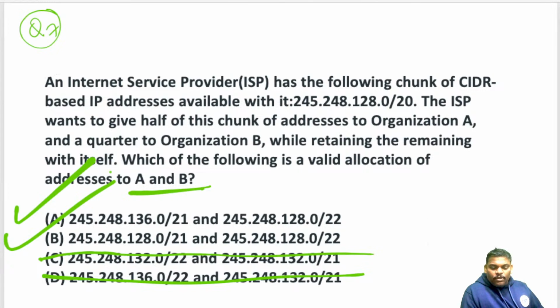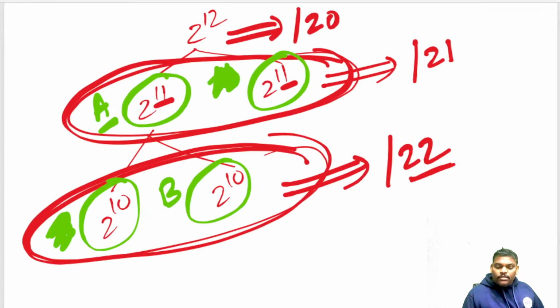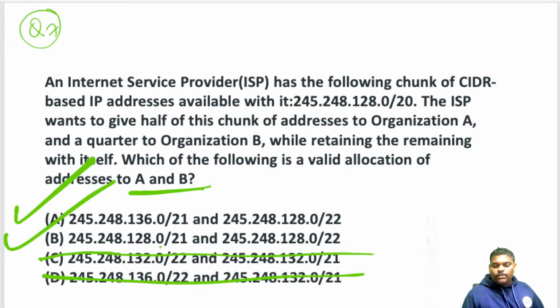Right. Now see, the answer is either A or B. Why A or B? Can you see this one? A mask is 21, B mask should be 22. So 21, 22. A mask is 21, B mask is 22.